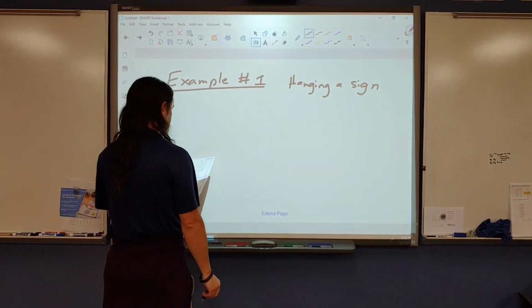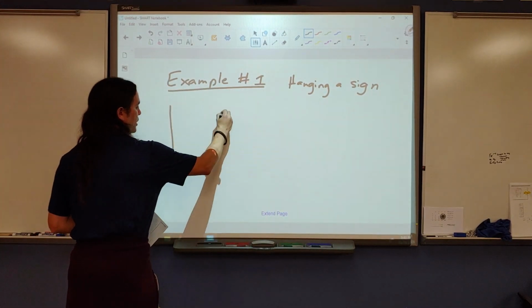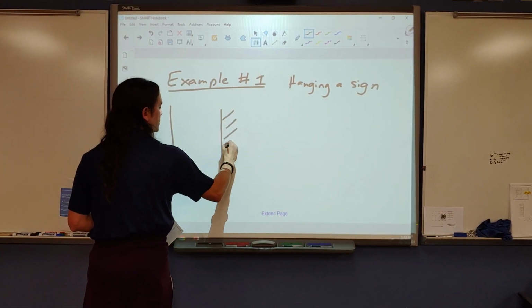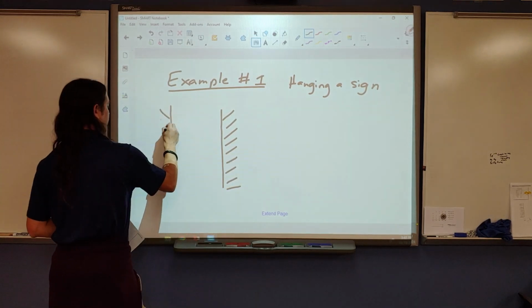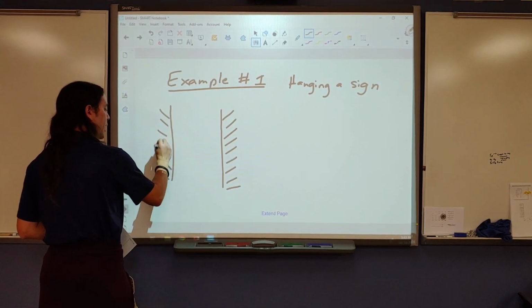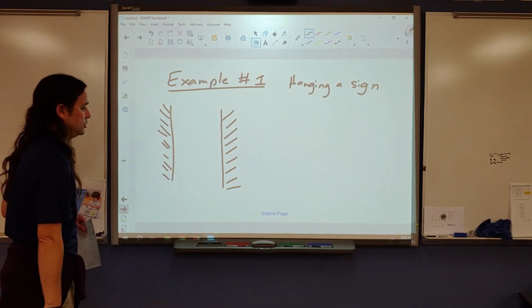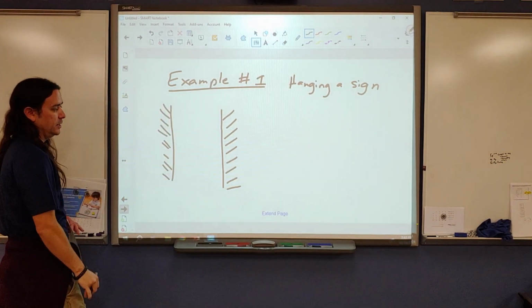We're going to look at hanging a sign. Now, what I'm going to do here is draw two walls. We're going to say that this is a hallway. This is a great time for me to get you used to this notation. You may see this on the AP exam.